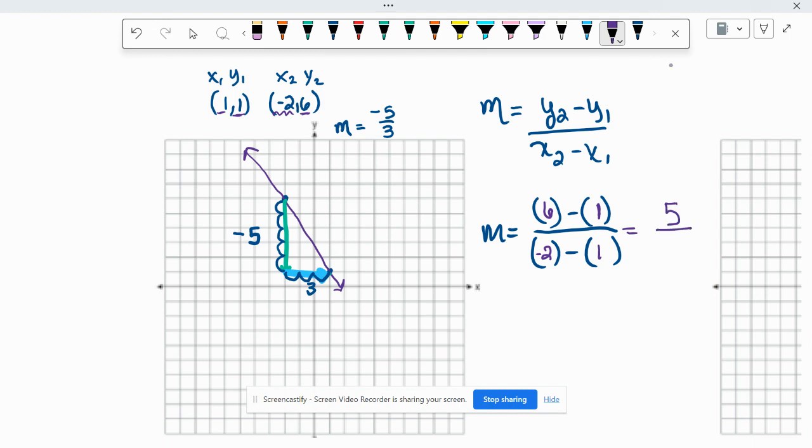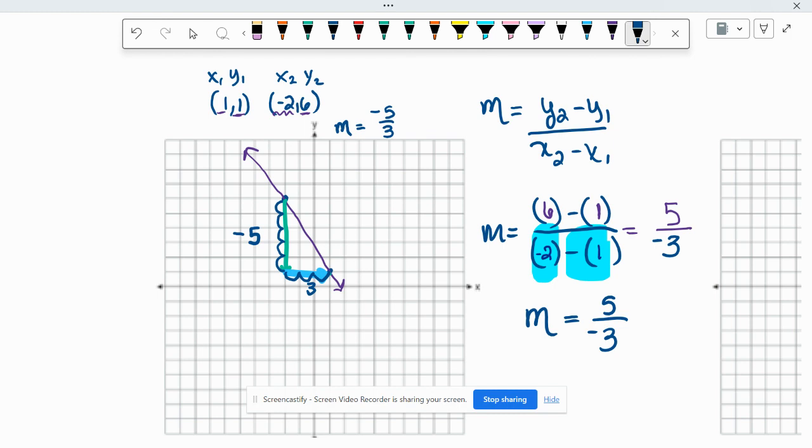5. And the denominator is -2 and -1. Are the signs the same? So that means I add those together and keep the sign. -2 and -1. Well, 2 plus 1 is 3, and it's going to be negative. So my slope is 5/-3. Is that the same thing that I got on my graph?